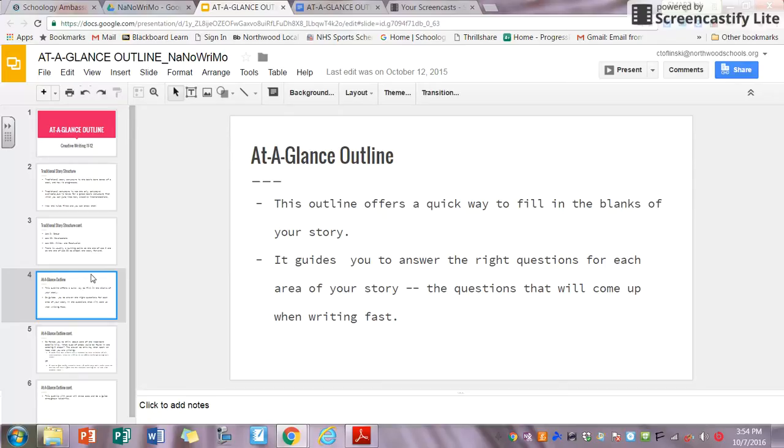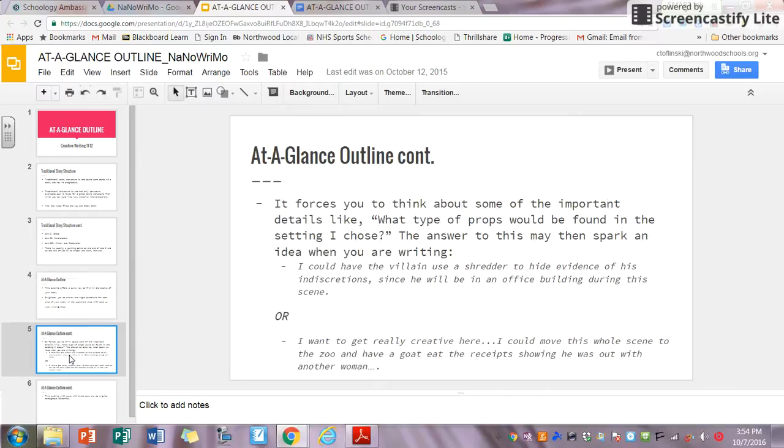The at-a-glance outline offers a quick way to just fill in blanks. It guides you to answer the questions that you're going to need. And hopefully, by the time you're done with this at-a-glance outline, it will allow you to write faster and in a more focused way when we get to November. So it's going to force you to think about some of the important details, like what types of props would be found in the setting that I choose. And the answer to this may then spark an idea when you're writing.